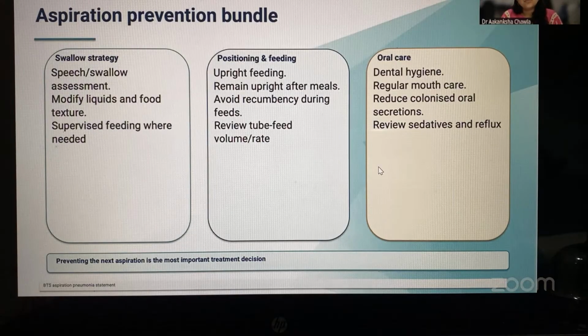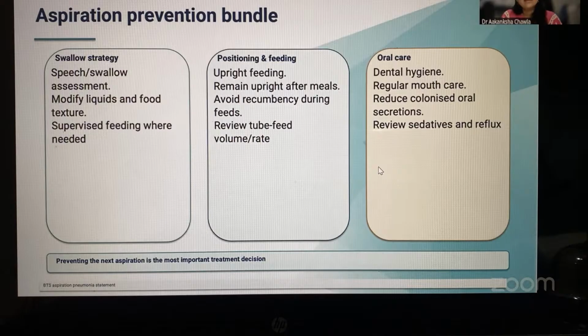Then you can modify the liquids in the food texture. Like I said, a lot of patients are able to swallow the blenderized soft feeds more than liquids, and supervised feeding wherever the patient requires supervision. Always feed the patient in upright position. Avoid feeding in the recumbent position. And sometimes it is the feed volume. So if you're giving a large volume, maybe the patient is not able to tolerate, and there's regurgitation through the tube. So you can reduce the volume of feed as well, and even the rate of feeding.